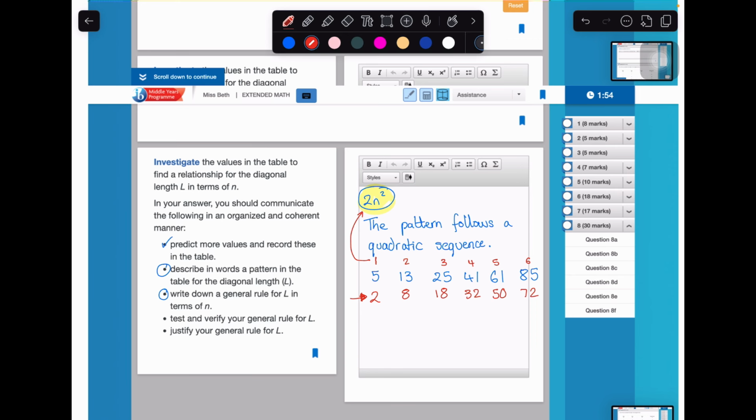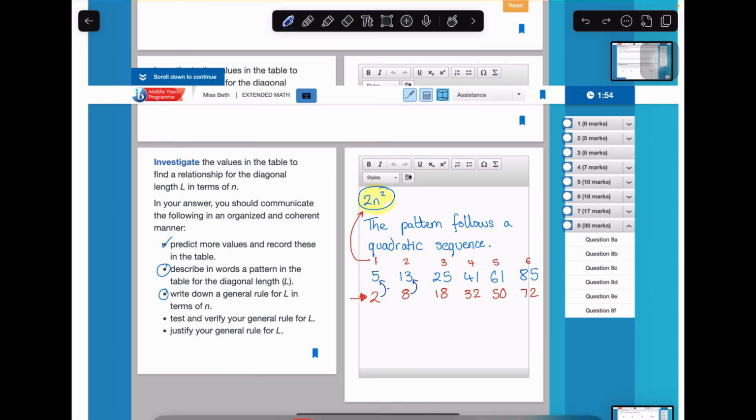Now what I'm going to do is compare. I can see here, I need to add 3. Then I need to add 5. Then I need to add 7. Then I need to add 9. Then I need to add 11. So I'm going to take this difference as a new sequence to find the rest of my quadratic.